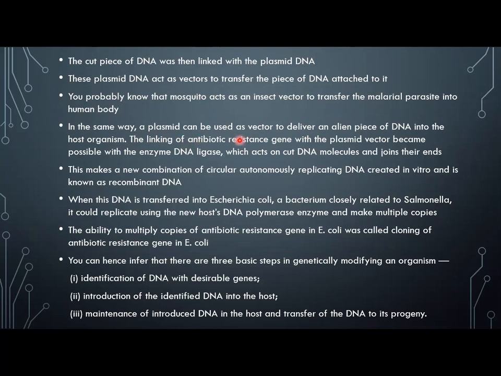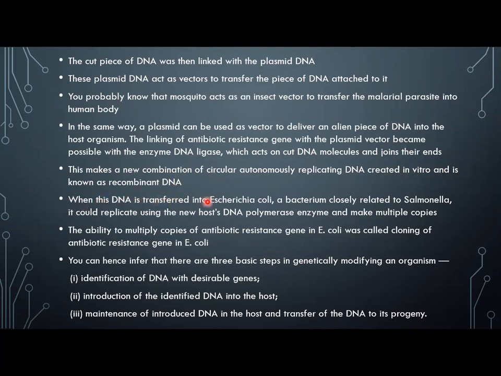The linking of the antibiotic resistance gene with the plasmid vector became possible with the enzyme DNA ligase, which acts on cut DNA molecules and joins their ends. This makes a new combination of circular, autonomously replicating DNA created in vitro, and is known as recombinant DNA.